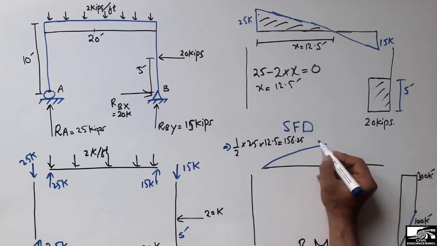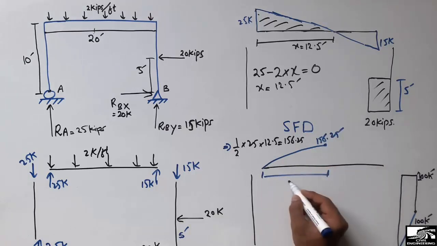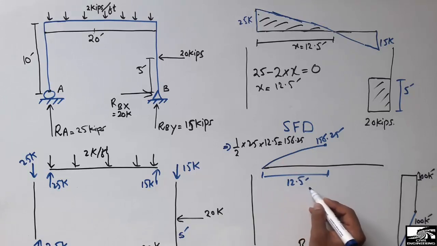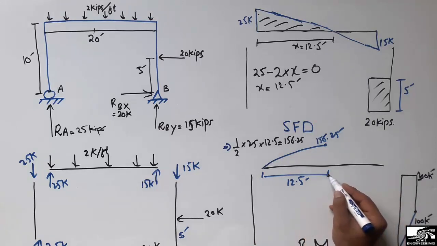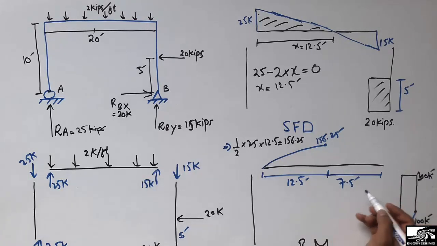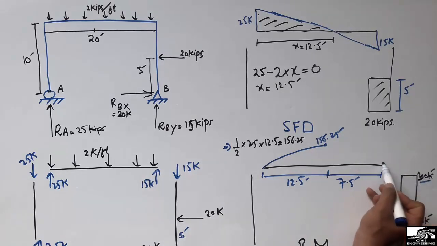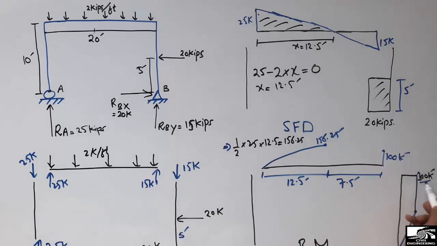So it will be like this. The maximum moment is 156.25 up to the distance of 12.5, while the remaining distance comes out by subtracting 12.5 from 20, and you get 7.5 feet here, right? And again this moment will be transferred, 100 kip foot will be transferred into here in this way, because at the joint you have to transfer the moment in the frame.